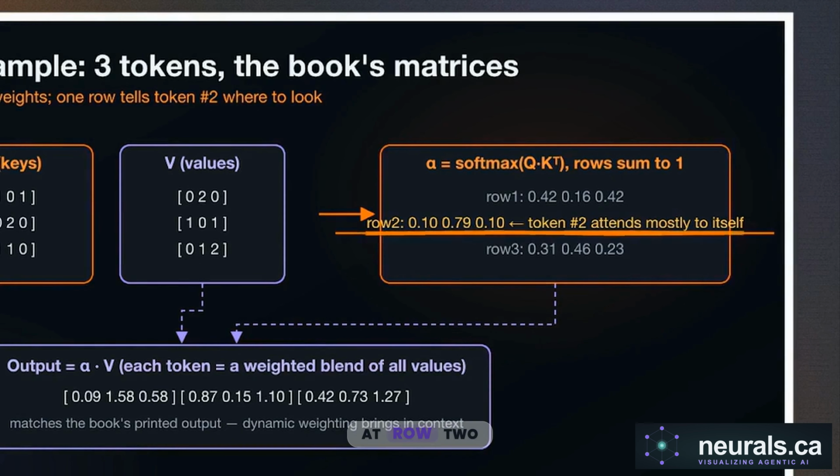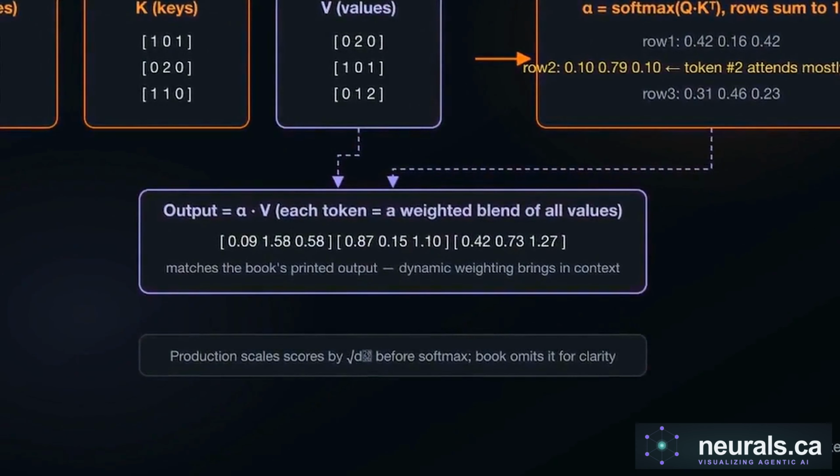Look closely at row 2. It assigns exactly 79% of its attention directly to the second value vector, with a 10% sliver given to the tokens on either side. Multiply that by the values, and the final output matrix emerges. That second token retains its core identity, but it mathematically pulls in precise fractions of context from its neighbors.